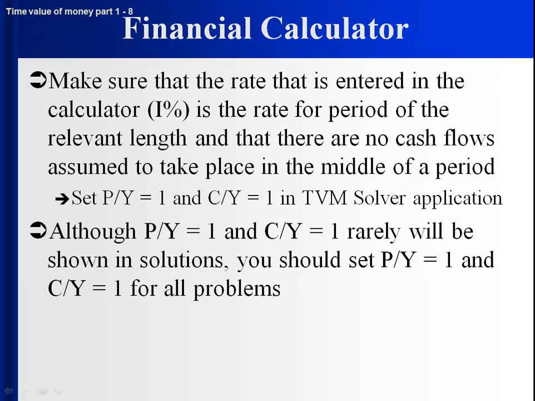One of the things we want to do is make sure that the rate is the rate for the period of the relevant length. If we're looking at quarterly, we give it a quarterly interest rate, and we want to make sure that the analysis treats it as quarterly, whether it's annual or monthly. The way we get at that is by setting PY and CY equal to 1. A lot of times that will be left off the solutions. In this class, PY and CY are always 1.